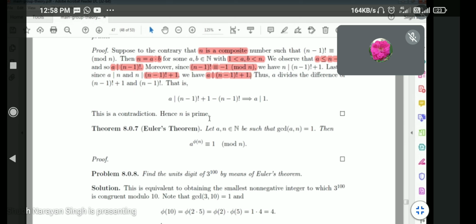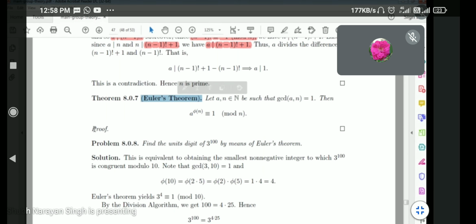So this is the converse way to think: any positive integer n greater than 1 satisfying the condition that (n minus 1)! is congruent to minus 1 modulo n must be a prime number. And I also include Euler's theorem, and I did not write its proof. The proof is lengthy.